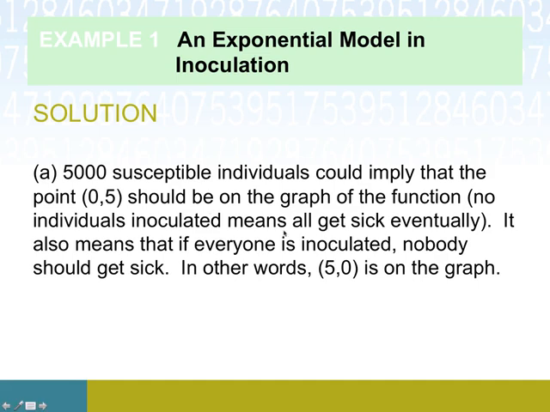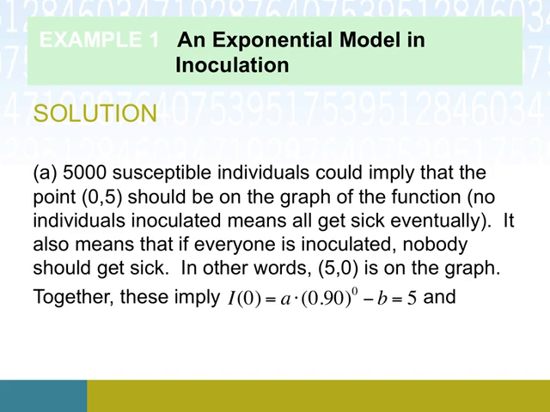But there's actually another point that this implies too. It means that if we inoculated everyone, that is 5,000 was our inputted number of people, so x equals 5, then there would be no infected people. Again, this assumes the inoculation is perfectly effective, which may not be totally accurate, but this is our simplistic model.